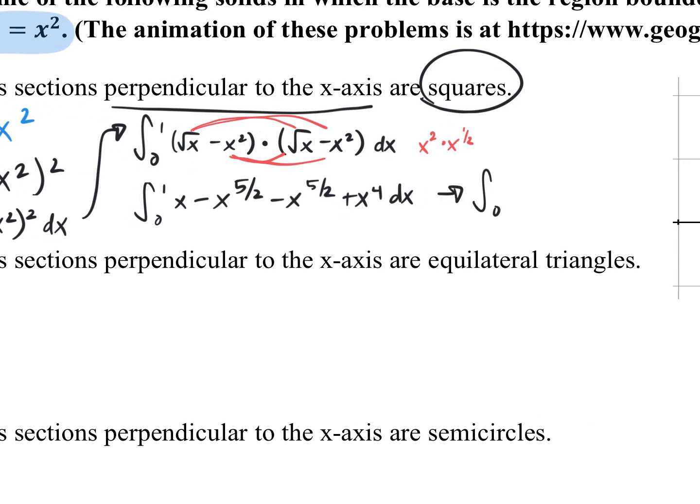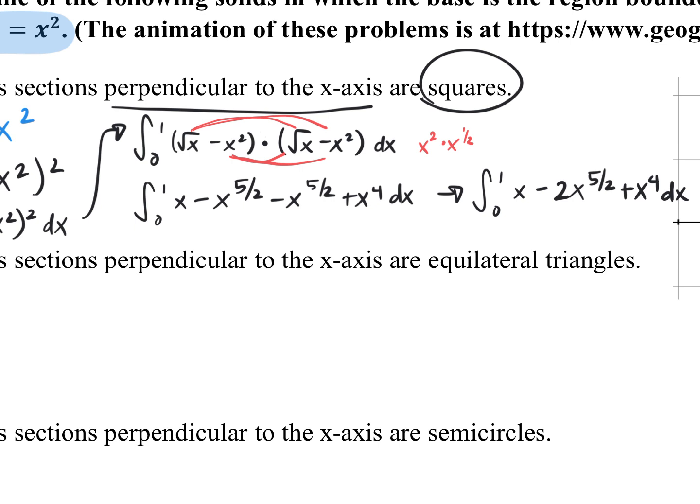So this would be the integral from 0 to 1 of x minus, how many x to the 5 halves do I have? 2. So I could write 2x to the 5 halves plus x to the 4th dx. Now that I've got it separated into just addition and subtraction, could I integrate each of these pieces individually by adding 1 to my exponent and dividing by that number? Okay, that's great. We're not going to spend time on doing that right now.